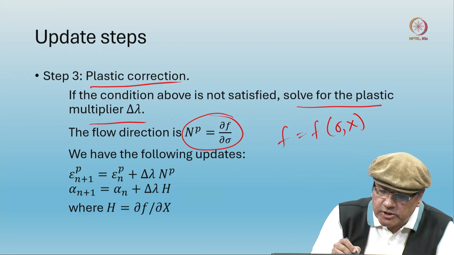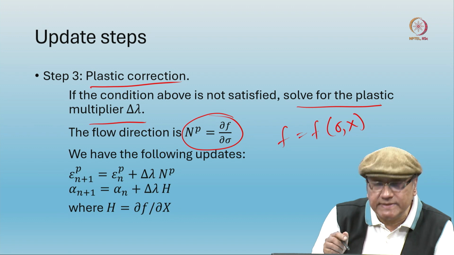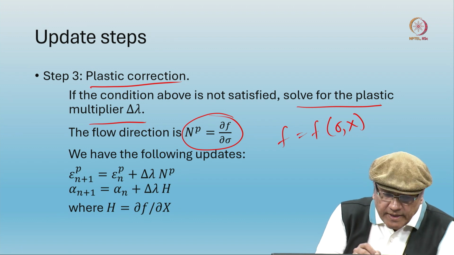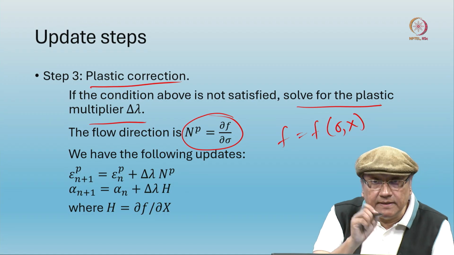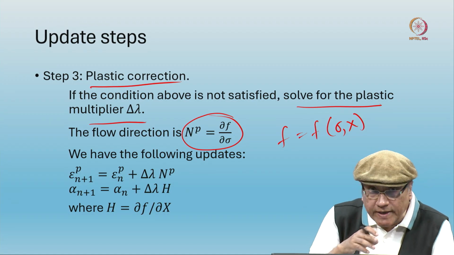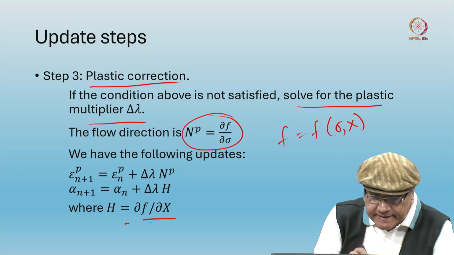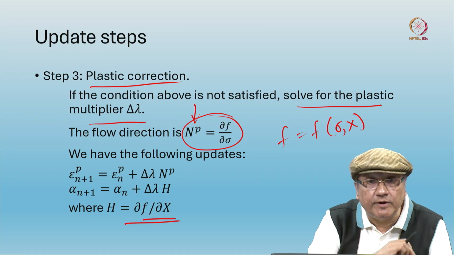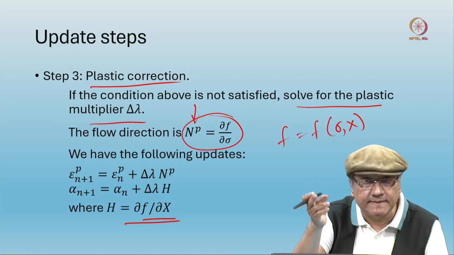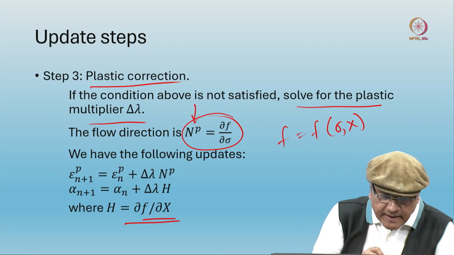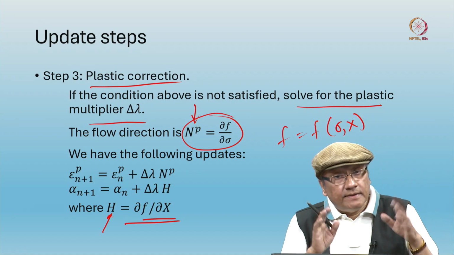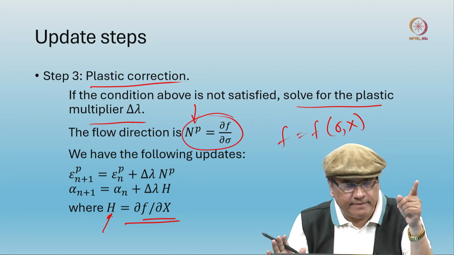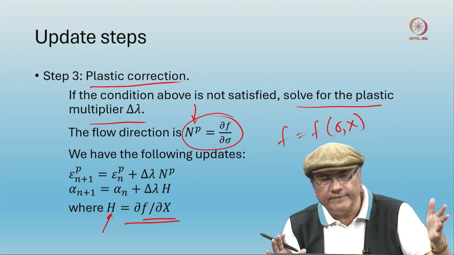So the flow direction corresponding to sigma is del f by del sigma, right. So we have the following updates. Similarly, the flow direction corresponding to x will be del f by del x, you understand. So NP is one flow direction corresponding to sigma, one of the generalized forces. The other generalized force x has another flow direction H. H and NP need not be the same because H corresponds to hardening, right. So they are different phenomena altogether.